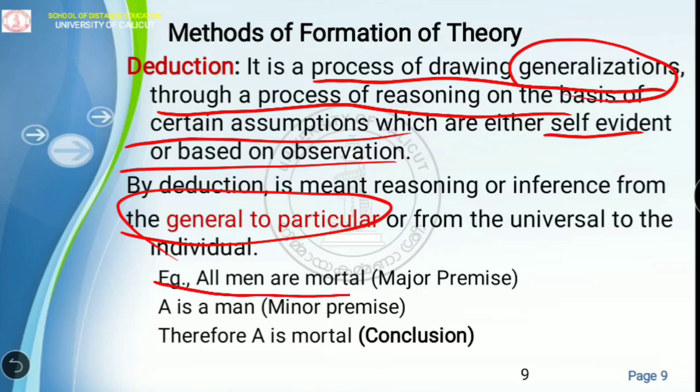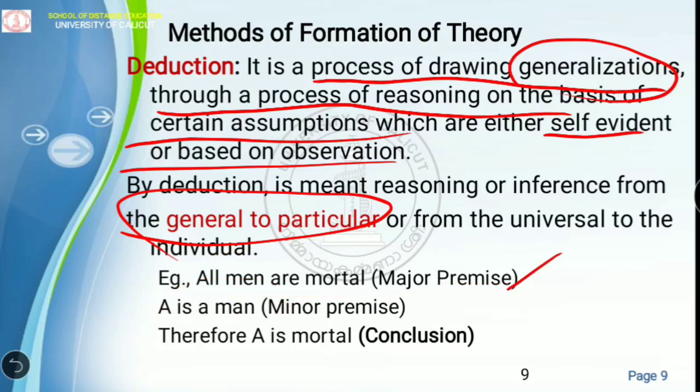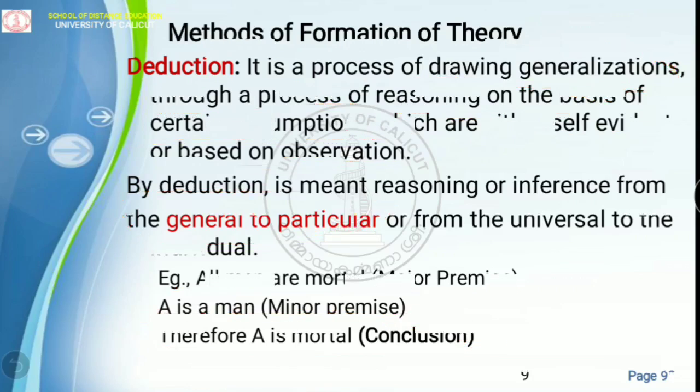All men are mortal is a general statement. A is a man is a particular statement. From these two statements, the major premise and minor premise, we move to a particular conclusion: therefore A is mortal. This kind of reasoning is called deductive reasoning or deduction. That means general to particular.